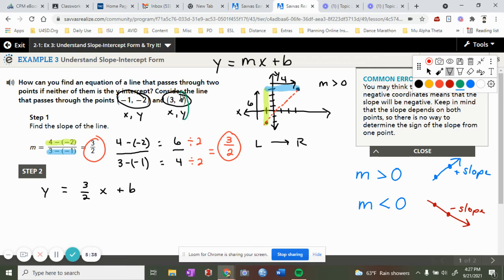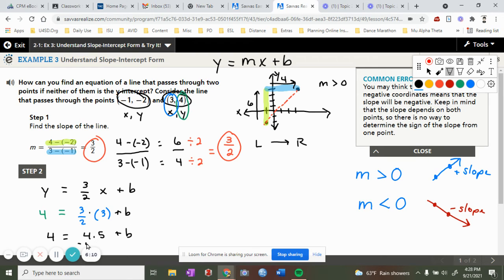So I'm going to use 4 for the y value, and I'm going to use 3 for the x value. Okay. So 3 halves times 3, and then we will solve for b. So 3 halves times 3, if you use your calculator, I'm going to do 3 times 3 to get 9, and then 9 divided by 2 is 4.5 plus b.